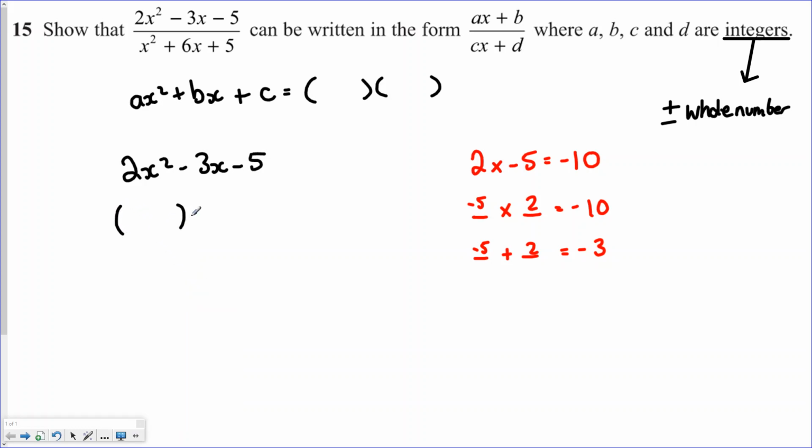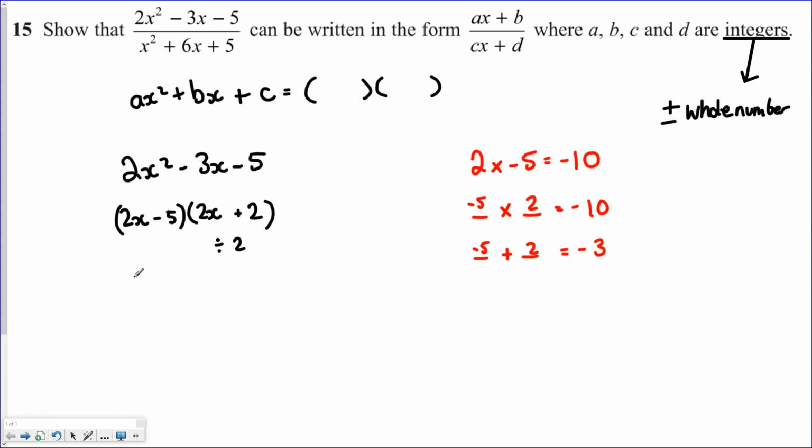I draw my double brackets like so, and in my double brackets I'm going to write 2x and 2x. So this value here without the square, 2x and 2x. And now I'm going to write my two numbers, which were minus 5 and 2. It doesn't matter which order, so I'll write 2x minus 5 and 2x plus 2. Now at least one of the brackets will hopefully be able to simplify, and indeed this second bracket has a common factor of 2. So we're going to divide this bracket by 2.